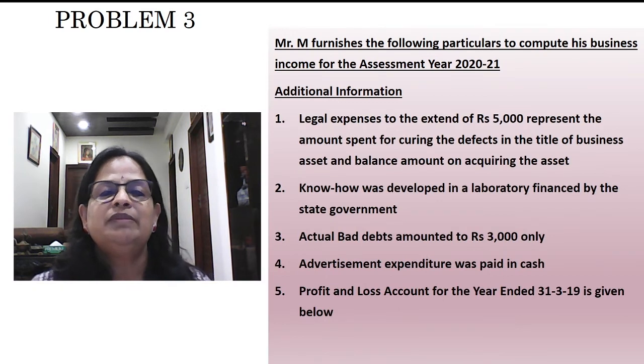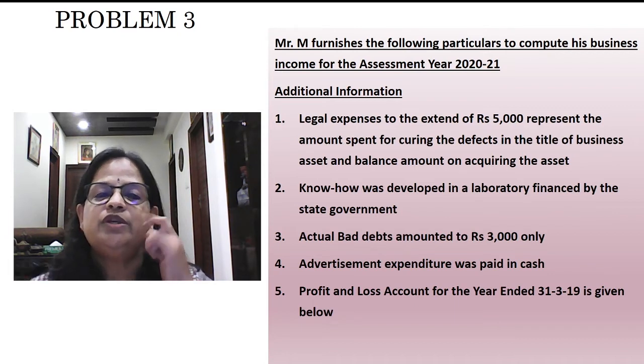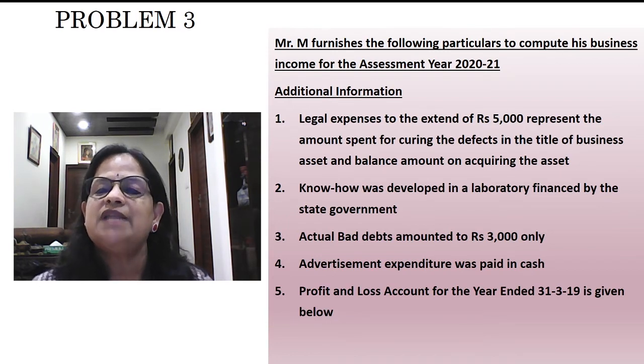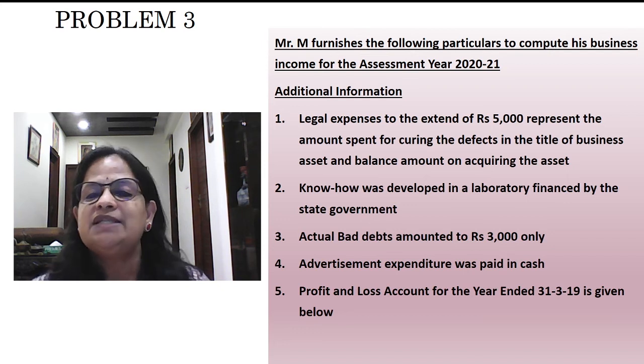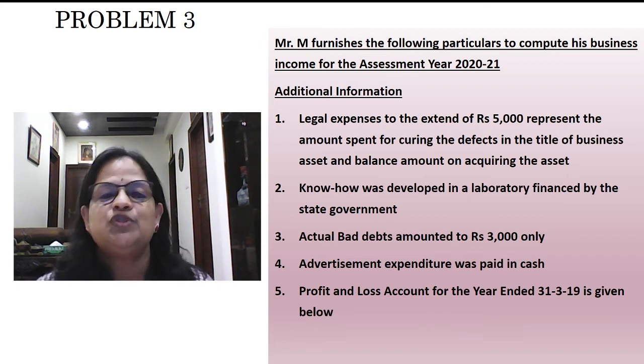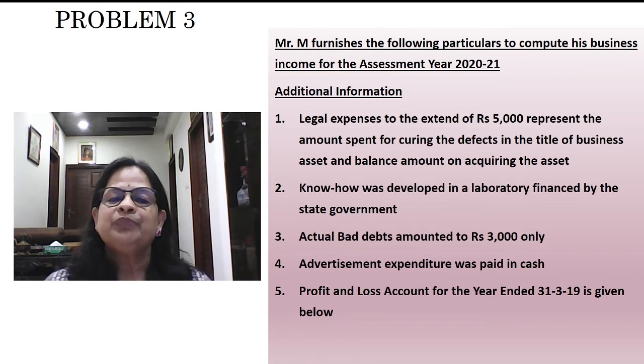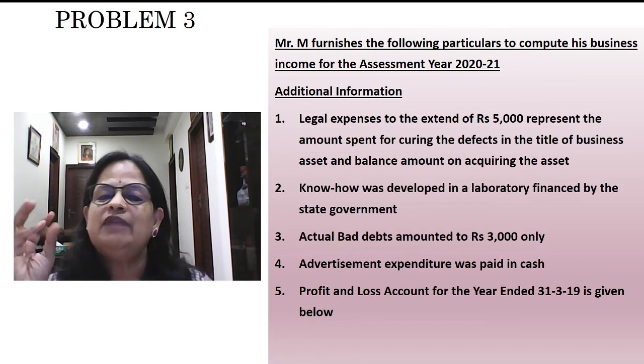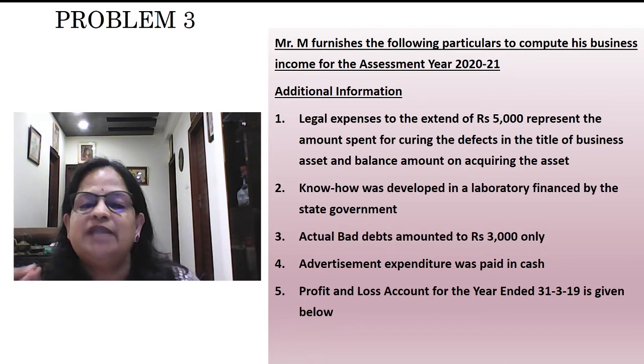Now coming to problem 3. Mr. M furnishes the following particulars to compute his business income for the assessment year 2021. Additional information: legal expenses to the extent of rupees 5,000 represent the amount spent for curing the defects in the title of business asset and the balance amount on acquiring the asset. So we have to see that legal expenses 5,000. Then the second one is know-how was developed in a laboratory financed by the state government.